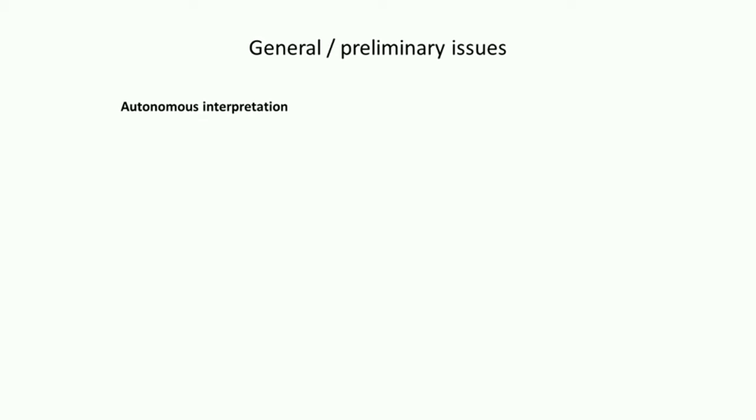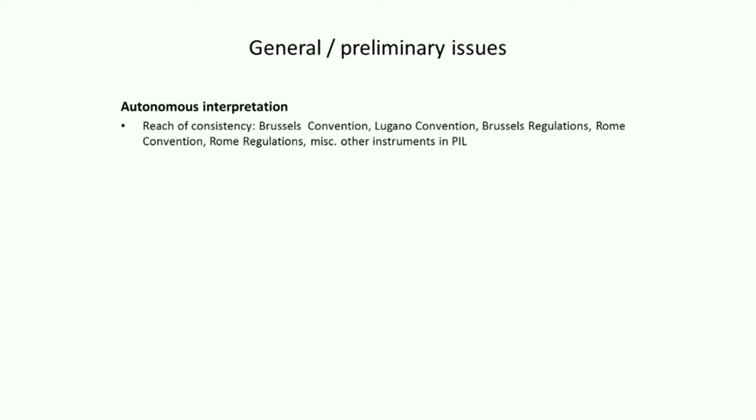Autonomous interpretation of Brussels I, but not just that. The reach of consistency for autonomous interpretation actually extends to private international law. It means that the meaning of phrases used in the rules should be coherently understood for the purposes of the Brussels Convention, Lugano Convention, Brussels Regulations, Rome Convention, Rome Regulations, and miscellaneous other instruments in private international law.